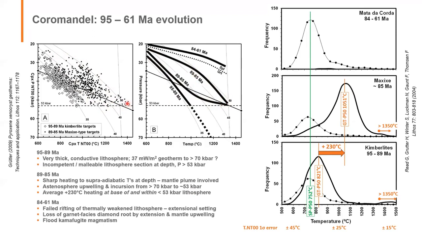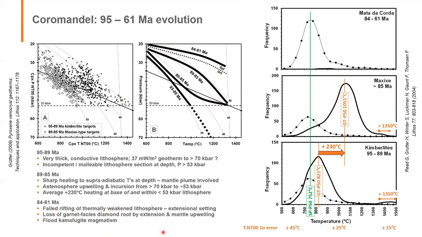What this means is there's a plume that's involved, and it's been involved in heating from below and putting heat input inside the lithospheric section by way of imparting magmatic activity. And then a little bit later, the whole lithosphere collapses in a rift-like setting, and your geotherm looks like a rift-like setting inside the spinel pyrrhotite stability field. So we end up with a failed rift of thermally weakened lithosphere, it's an extensional setting, and flood basalt magmatism.